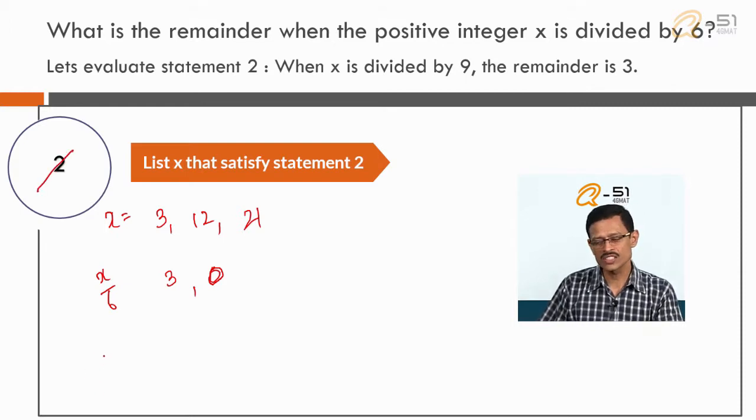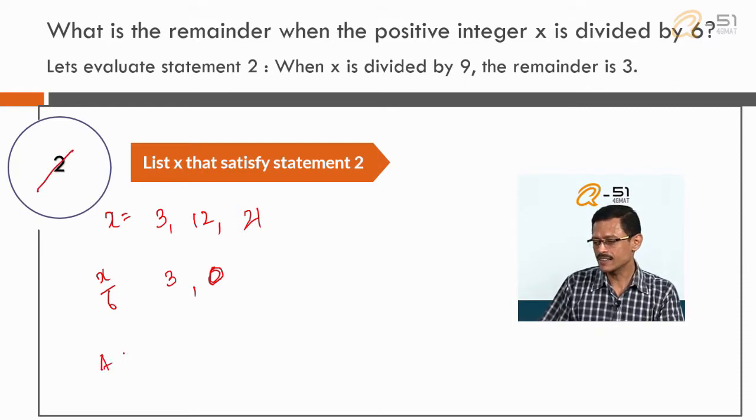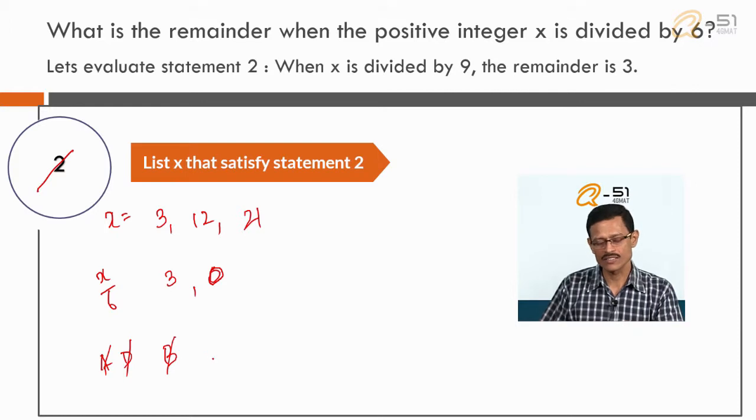So, what answer choices did we eliminate with statement 1? We eliminated answer choices A and D with statement 1. Now, we will add answer choice B also to this list. So, what we are left with is that the answer could be C or E.